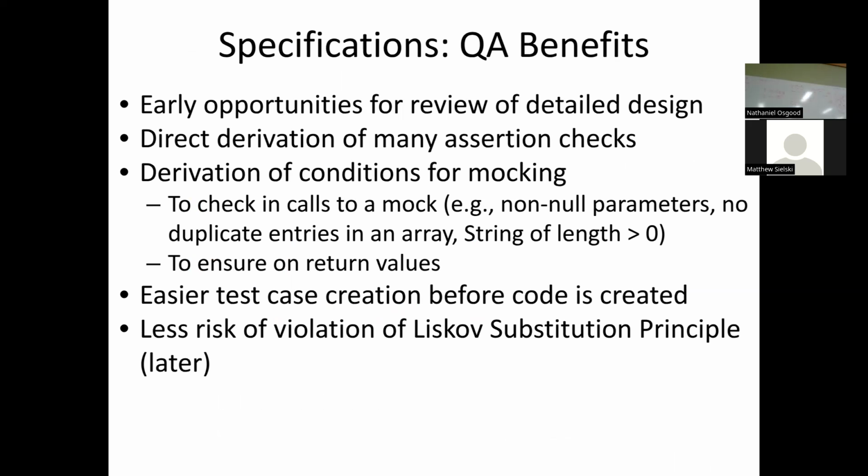It also provides benefits for early reviews of the design, right? I mean, the specification for C is just begging to be reviewed in an inspection or in a pull request, a review of a pull request, etc. You could directly derive many assertions from the specification. You can almost read out a lot of assertions from it, much of the time.